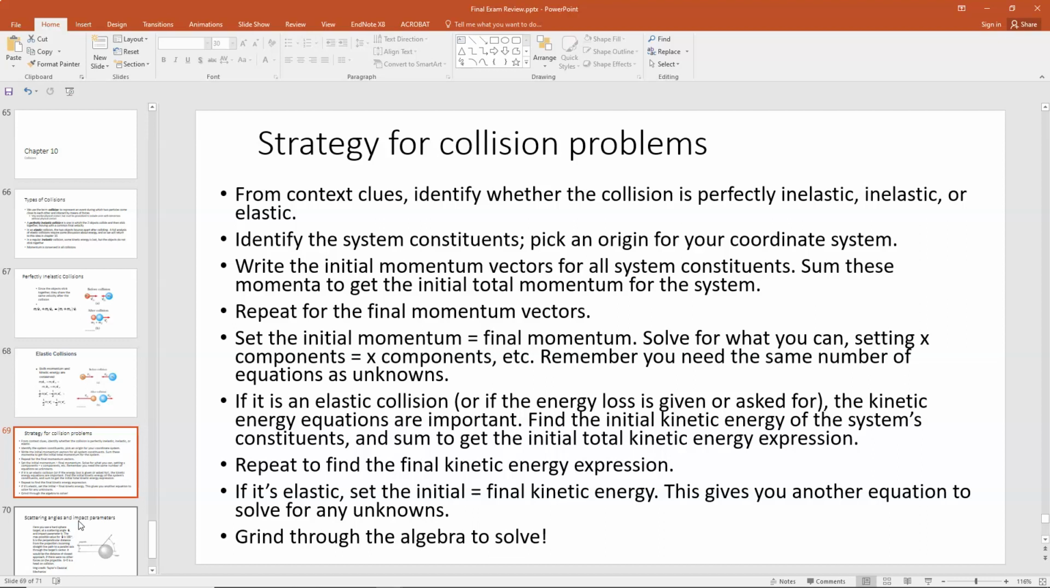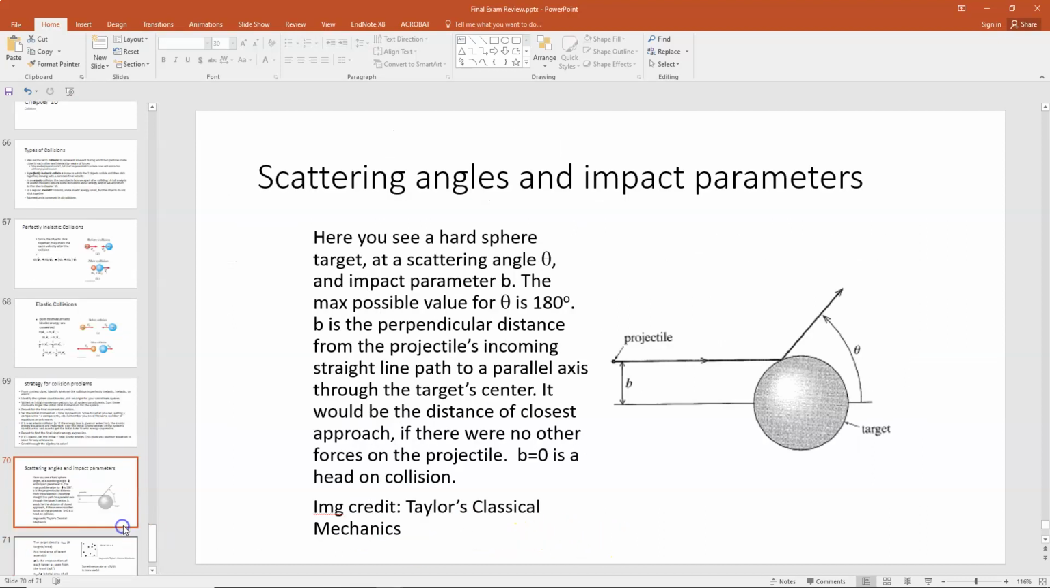Now, if it's an elastic collision, or if the energy loss is given or it's asked for, like 3 joules is lost, okay, so that kind of thing, then your kinetic energy equations are also important. So you find your initial kinetic energy and you sum to get your total initial kinetic energy, repeat that for the final. And if it's an elastic one, you set initial equal to final. And if it's not, then you'll have to solve for the loss. And sometimes the algebra isn't fun, and that's life.